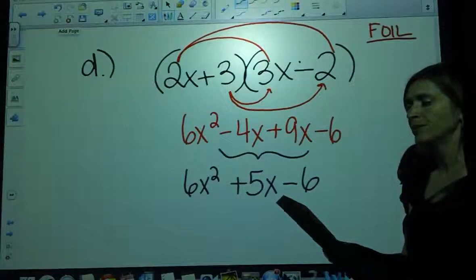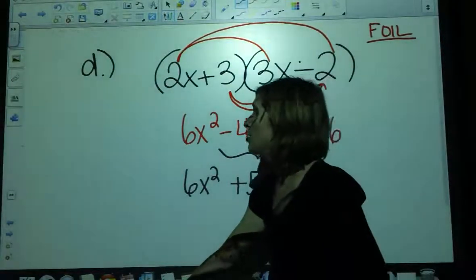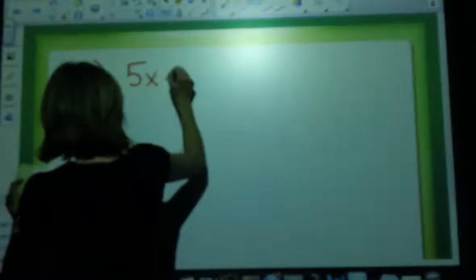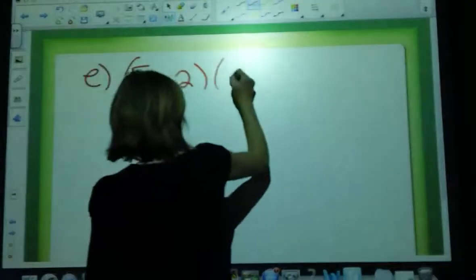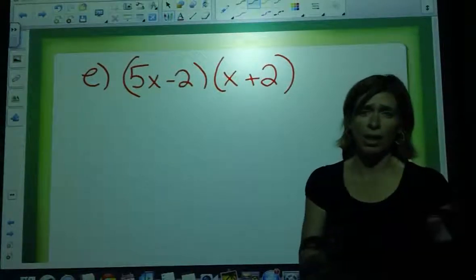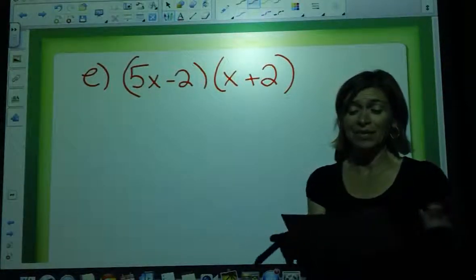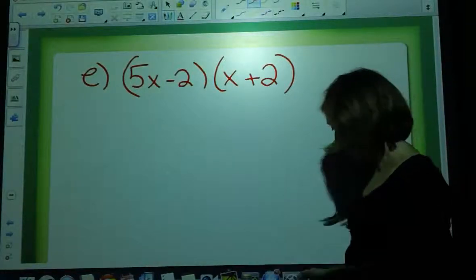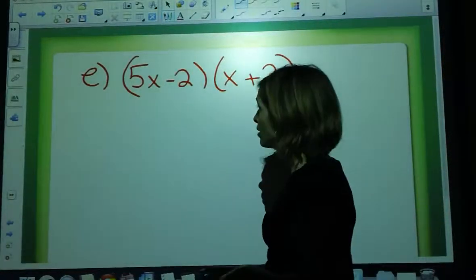Okay? All right, so what I want you to do now is flip the page. I want you to go to question E. E, which is 5x minus 2 times x plus 2. I want you to press pause, and I want you to try and multiply it, and then I want you to come back and see if you got the answer correct. So press pause. Okay, so now you've done the problem, and I'm going to model it.